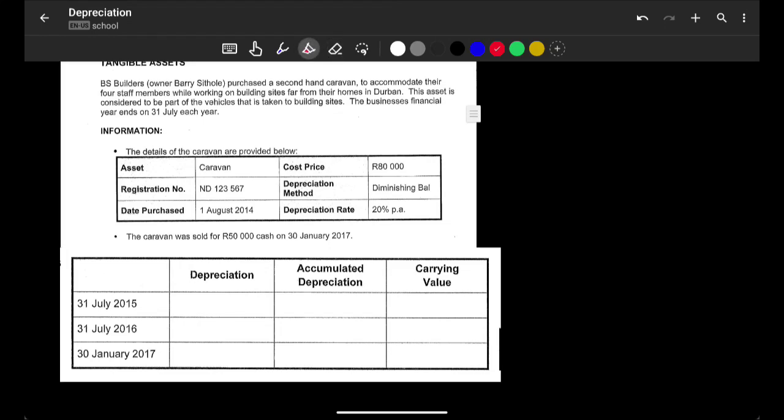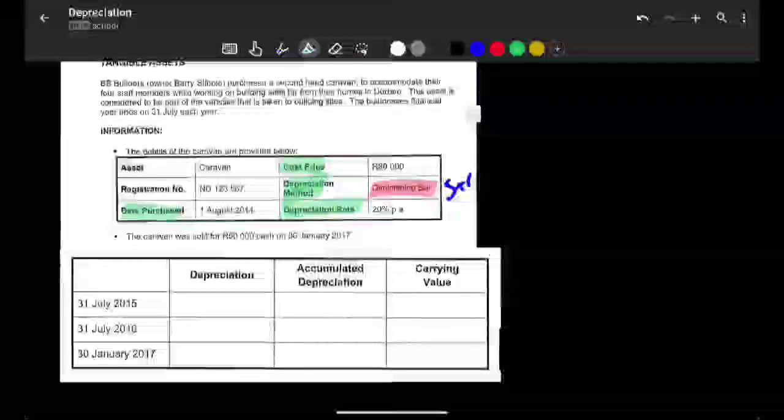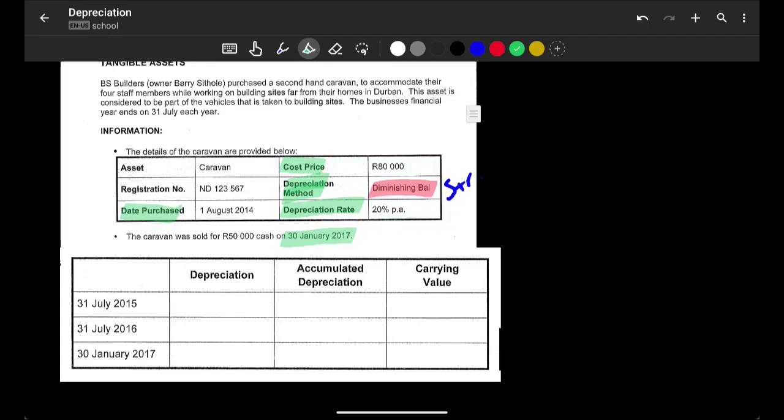So here I want to just bring your attention to the main things that we need to understand. We need to understand our cost price, must understand our depreciation method. So here they're saying diminishing balance, but we're going to do that in the next video. For now, we're just going to use the straight line method, right? I want to bring your attention to the depreciation rate and the date that it was purchased. Also, finally, the date that it was sold, right? You must know the date that it was purchased and the date that it was sold on, right?